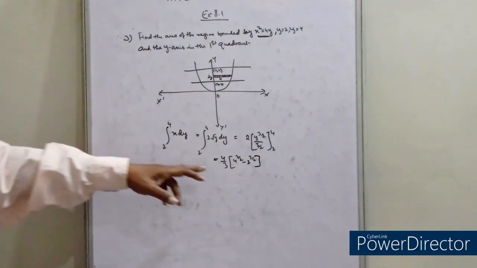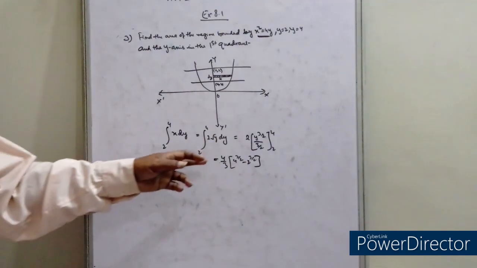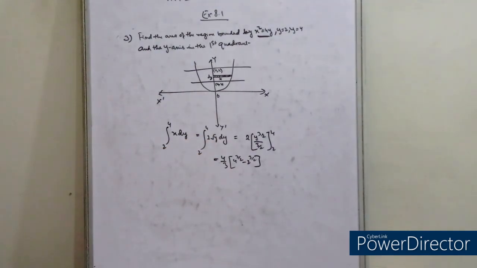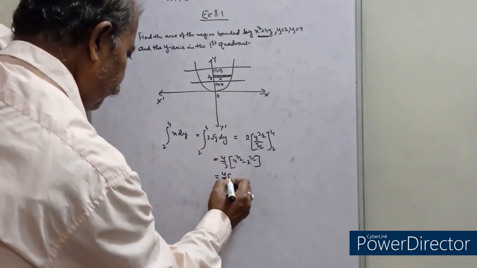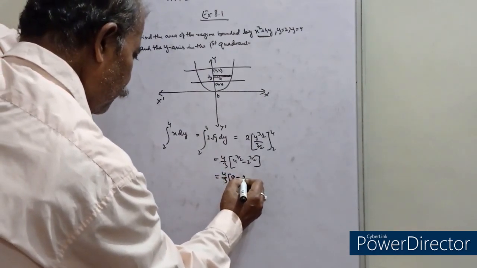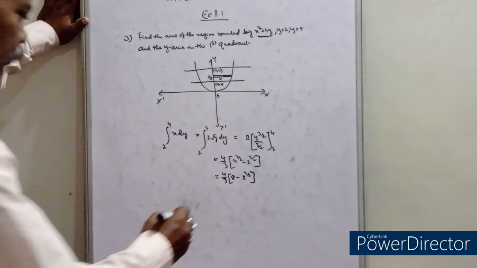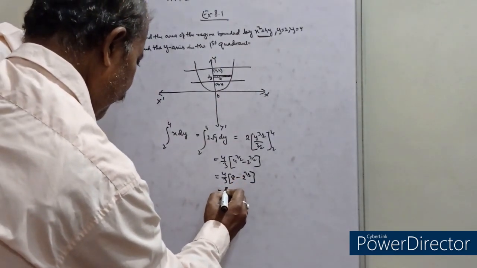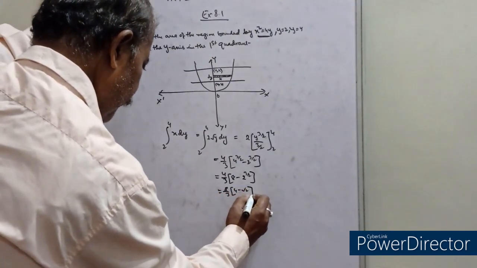So you can see that 4 means 2 square, so 2 to the power of 3 is 8. So this will be 4 by 3 times 8 minus 2 to the power of 3 by 2. Here I can take 2 common, so this will be 8 by 3 and this is 4 minus root 2. This is your answer.